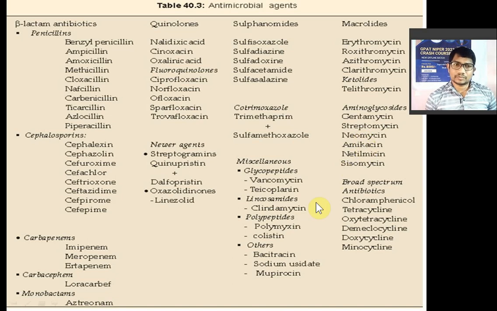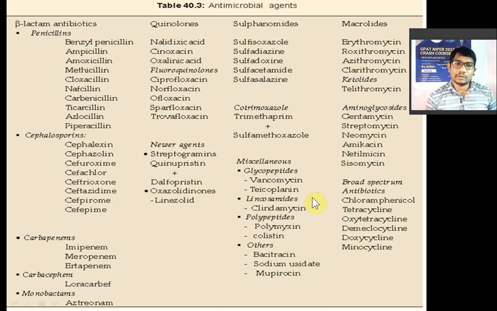Next one is miscellaneous antibiotics. In that you have glycopeptide antibiotics like vancomycin, teicoplanin, lincosamides like clindamycin, lincomycin. Then polypeptide antibiotics like polymyxin and colistin. Other antibiotics like bacitracin, sodium fusidate and mupirocin. Okay, these are the miscellaneous antibiotics.